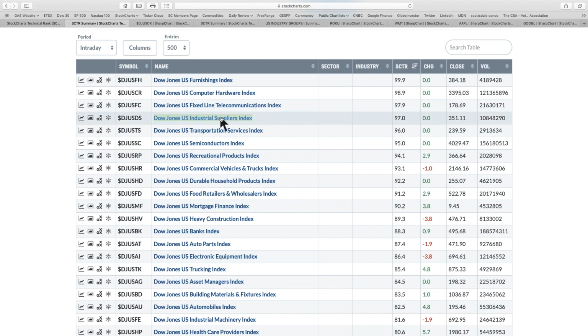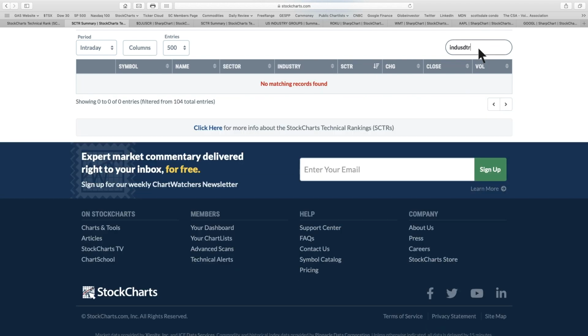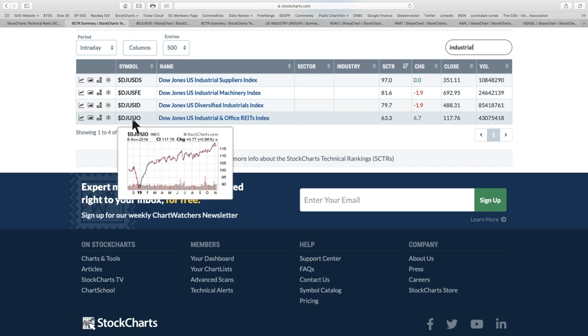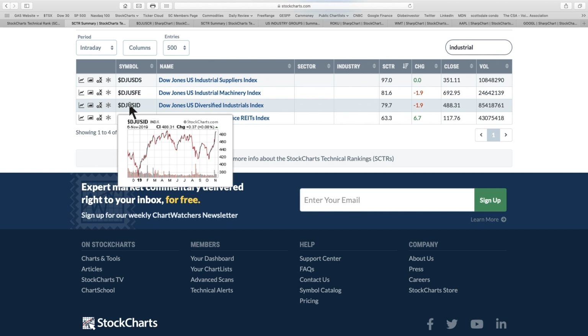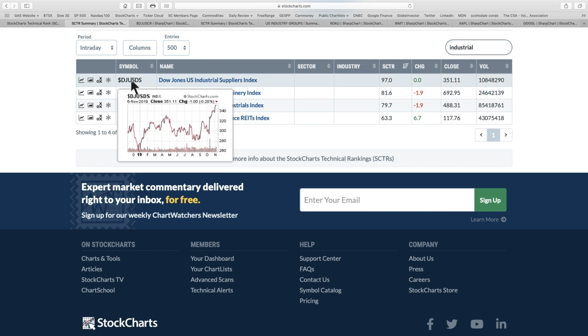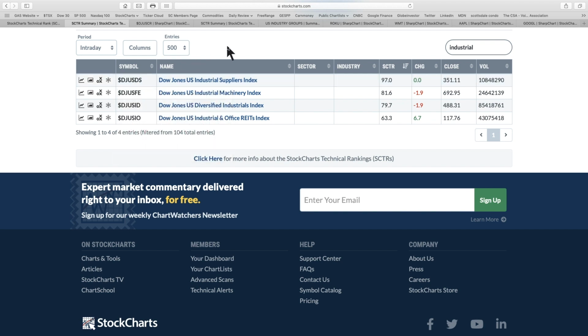So if I just put in the word industrial, spelled right, it shows 4 different groups, and you can see the SCTR rankings are pretty good, actually. This chart, industrial and office, reads diversified industrials, breaking out to a new high right now. U.S. industrial machinery, pretty nice chart. And then industrial suppliers. So when you see these SCTR rankings, it can help point you in the direction of industry groups that are moving, and I think that's a critical component.